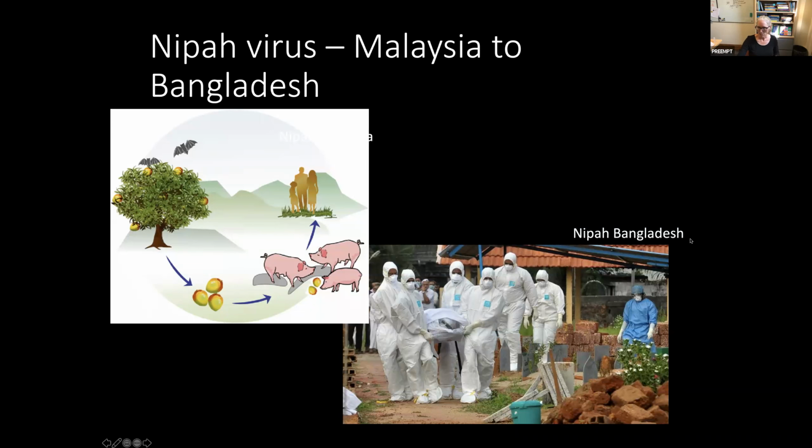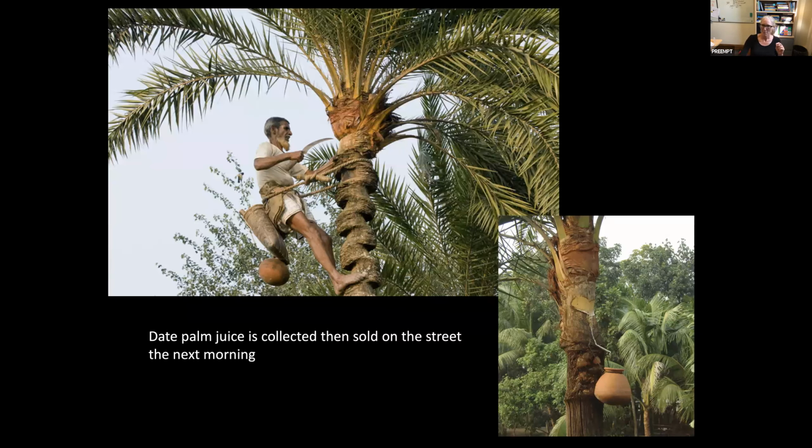But in Bangladesh, we see the outbreaks every year, and I'll talk about that in a second. Then in India, which was actually where this photo was taken, there have been outbreaks over the last couple of years, but we don't know what the spillover mechanism was. In Bangladesh, it happens because of date palm sap collection.